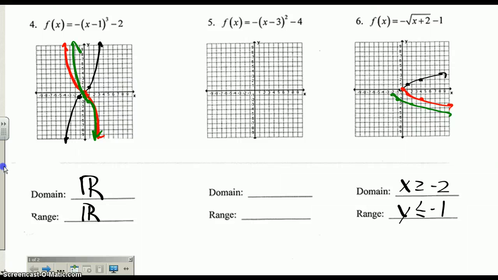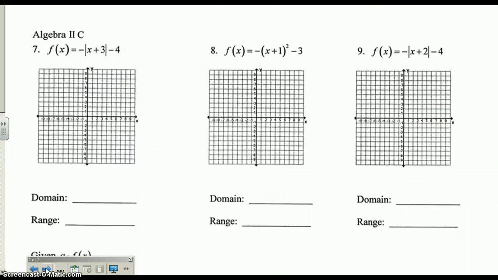Okay. Let's flip over to the next page. We're going to try one on the back. This is going to be an absolute value graph. So we're going to look at number 7. It's got a vertical shift, horizontal shift, and a reflection. Okay, so I'm going to start with the original parent function. This is our V-shaped graph.